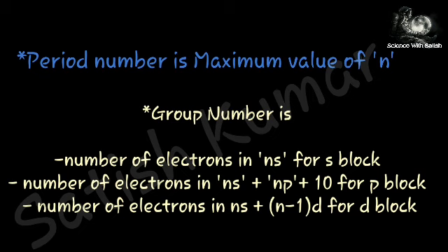Group number is the number of electrons in ns for s block elements, the number of electrons in ns plus np plus 10 for p block elements, and the number of electrons in ns plus (n minus 1) d for d block elements. So, let us consider some examples to explain the trick.